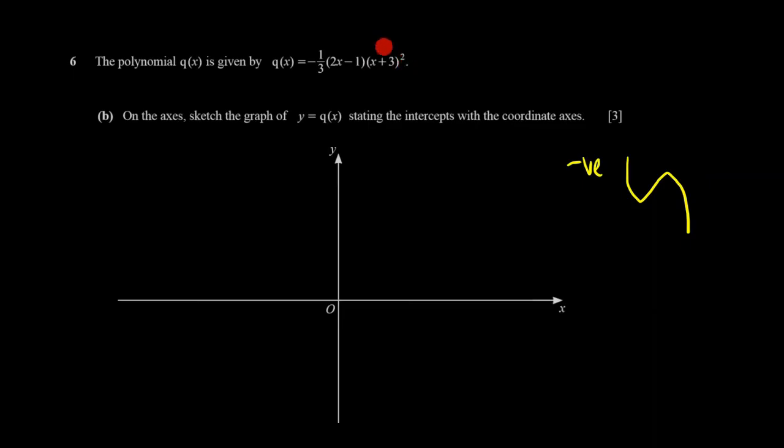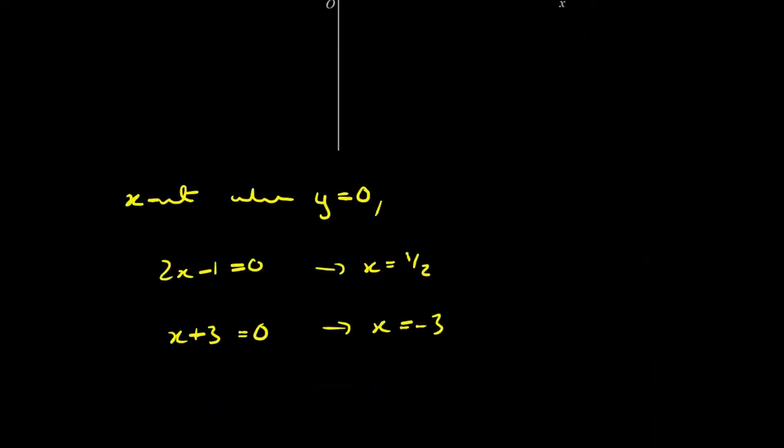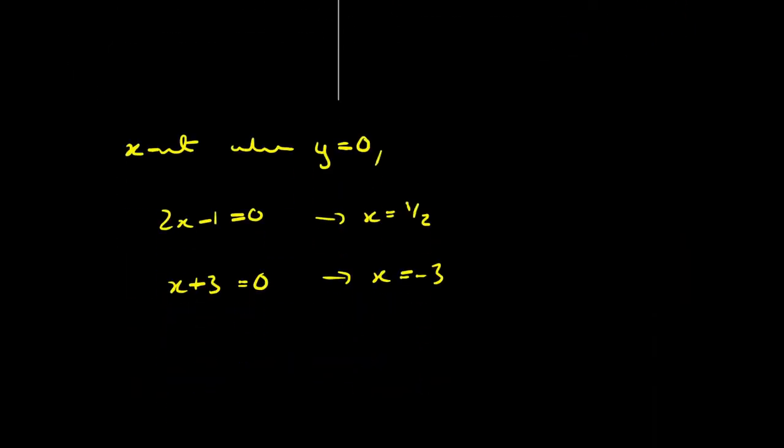So what's that squared mean? It means actually we've got two roots at negative 3, right? This is a repeated root. And what does a repeated root look like? Well, it looks like it just touches the graph.